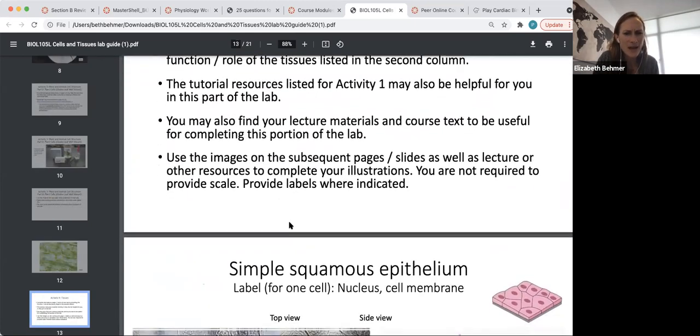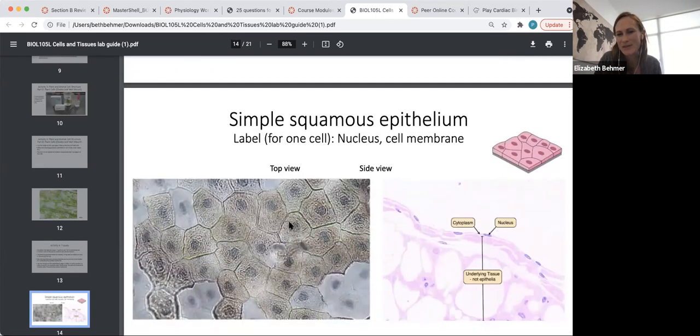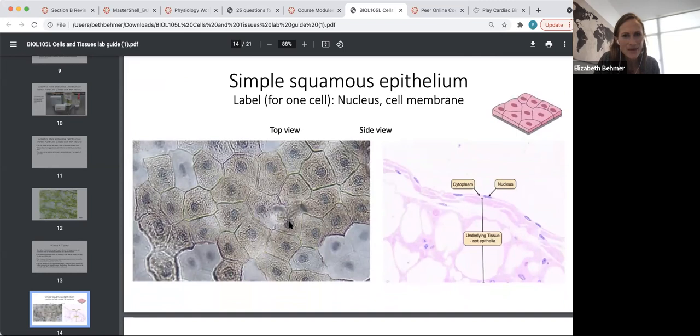And then the rest of the activity takes you through different tissues. And tissues are specialized cells that come together to form a tissue in the body. And different tissues have different names. So for example, tissues can be named for the number of layers that are in the tissue. So if a tissue is a simple epithelium, it will just have 1 layer of cells. And if it's stratified, it will have more than 1 layer.